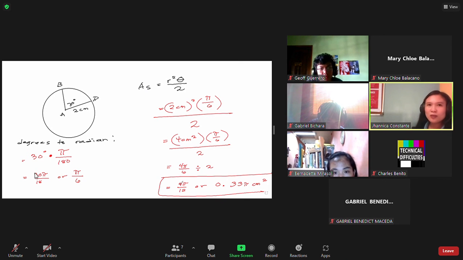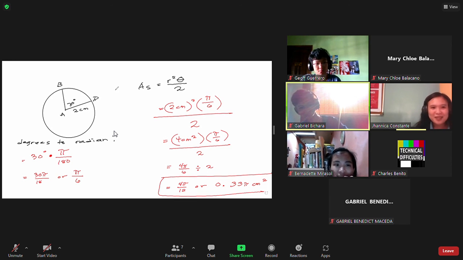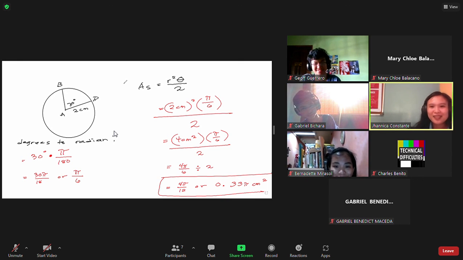Any questions, more questions about the area of a sector? Wala na. So tomorrow we're going to have an activity regarding this area of sector, before we proceed with the area of segment of a circle. Yes, we need to finish all the things about circle.